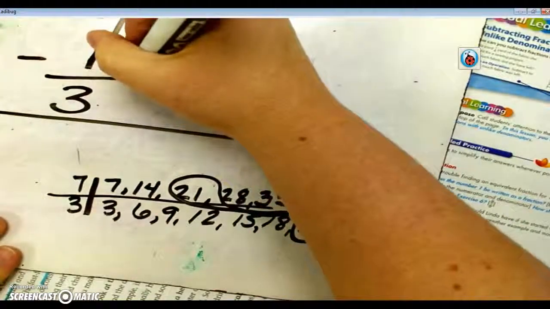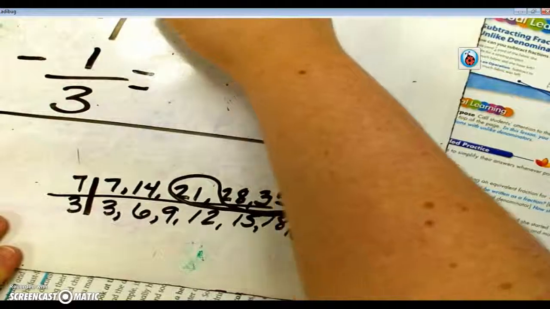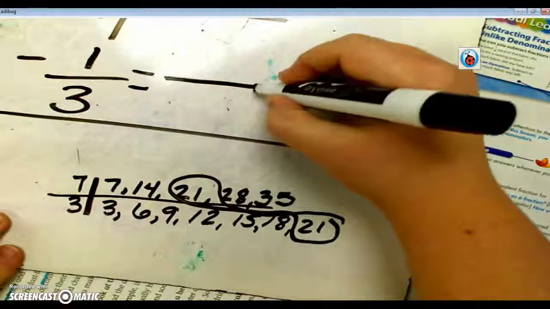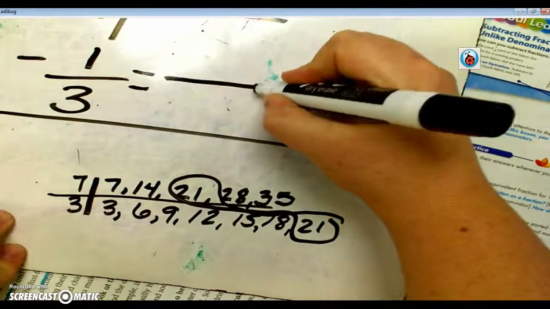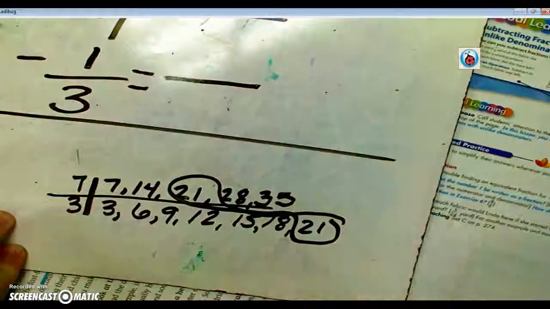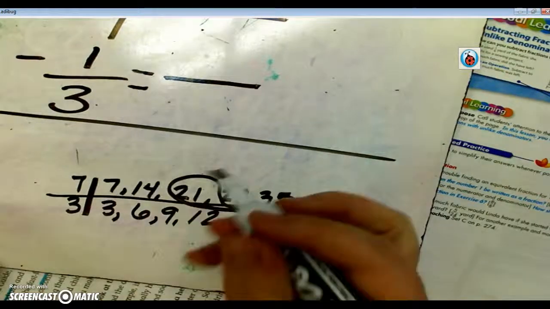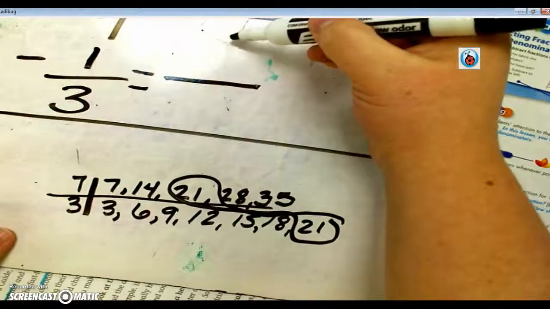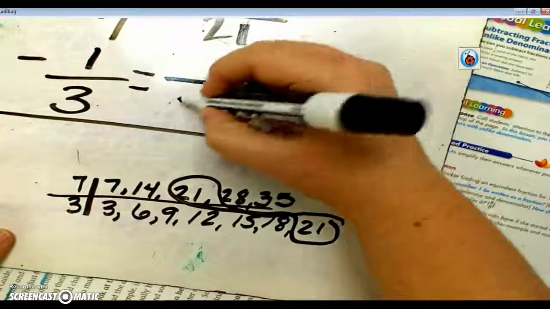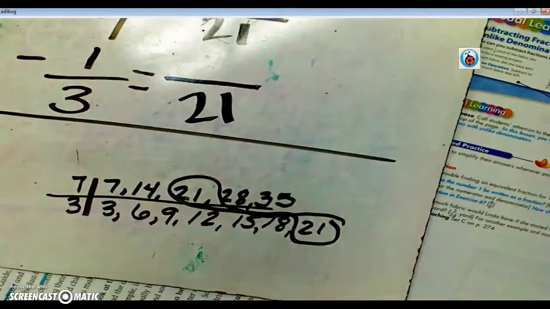What am I going to do with that 21, Landon? I'm going to create equivalent fractions with 21 being my, is it going to be my numerator or my denominator? So it's going to be on the top or the bottom? It's going to be on the bottom. So it's going to be my denominator. So I'm going to create an equivalent fraction with 21 as a denominator.